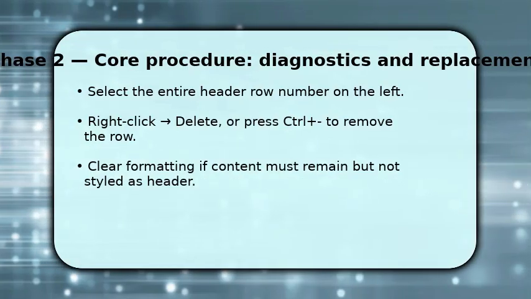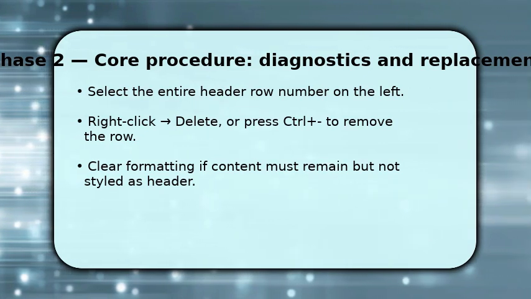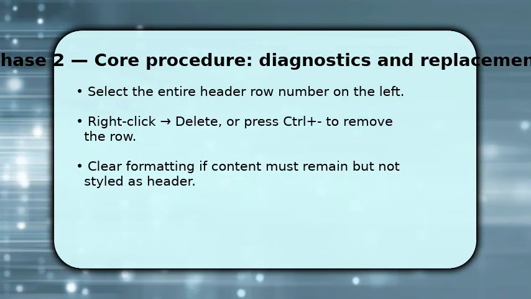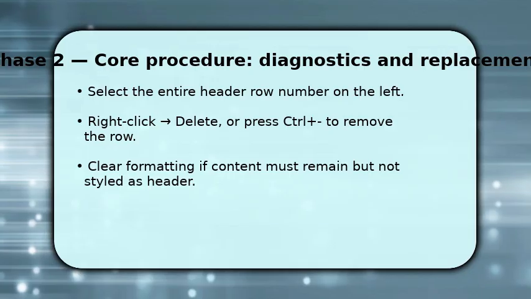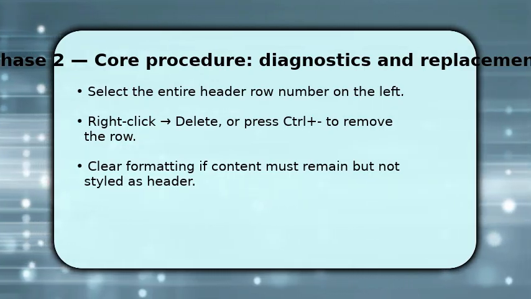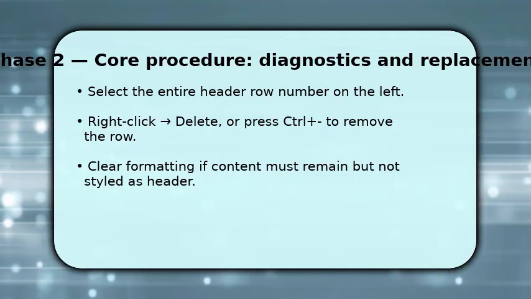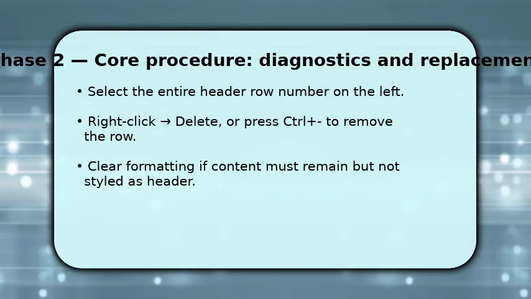Now remove the header row itself. Click the row number at left to select the entire row, because deleting partial cells changes layout. Next, right-click and choose Delete or press Ctrl and minus to remove it quickly. If you want to keep the text but not header styling, use Clear Formats from the Home tab instead. After removal, check adjacent rows and formulas, make sure references are updated, and adjust filters or frozen panes that relied on that.